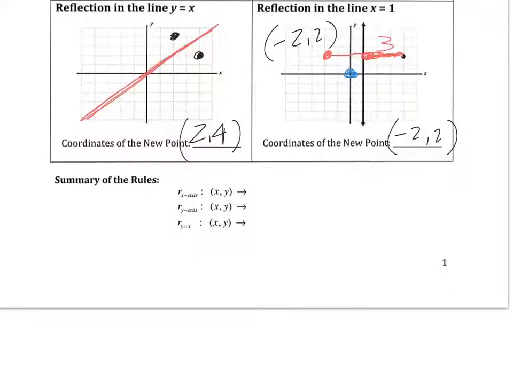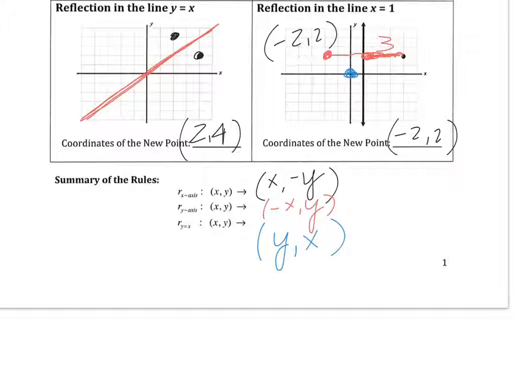There is a summary of rules down here. If I'm to reflect over the x-axis, my new coordinate would be (x, -y). I simply negate the y. If I was to reflect over the y-axis, my coordinate would be (-x, y). I simply negate the x. And if I was to reflect over the line y equals x, my rule there would actually be (y, x). So in the first case, we're going to negate the y. In the second case, we're going to negate the x. And in the last case, we're actually going to just switch the coordinates. (x, y) becomes (y, x).